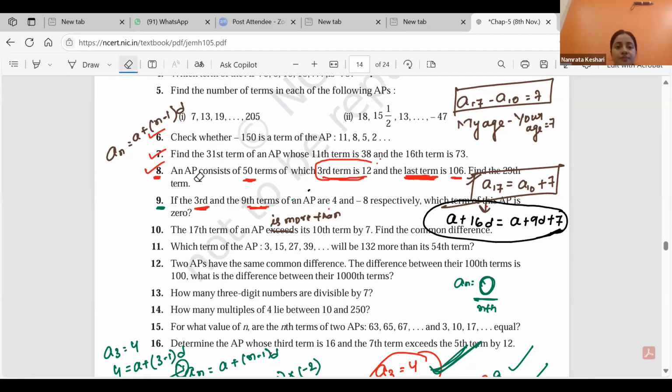Is it clear? Yes, ma'am. Okay, number 11. Which term of AP? Again, I want you to explain it. I want to know your point of view for this particular question. Number 11, please read, everyone, and tell me one by one what you are thinking about the same.